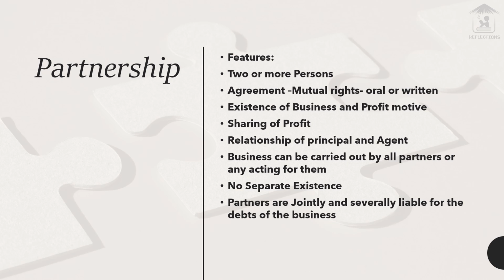Now let's suppose A has become bankrupt. A doesn't have sufficient funds to pay C. Now B will have to bear solely the liability of C. He cannot escape saying that he will only bear his share of liability. So that's why we call partners jointly and severally liable.